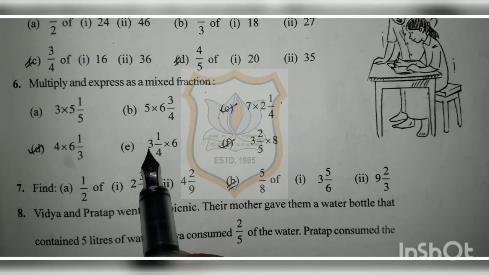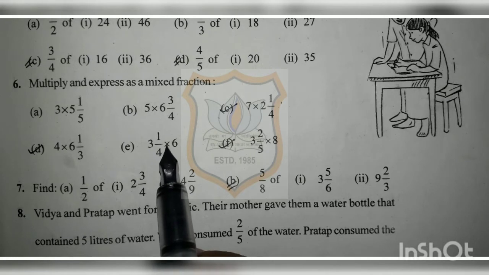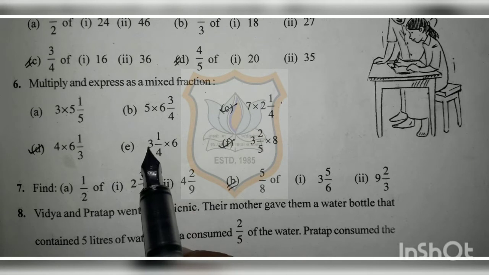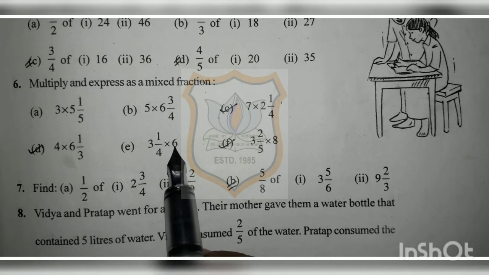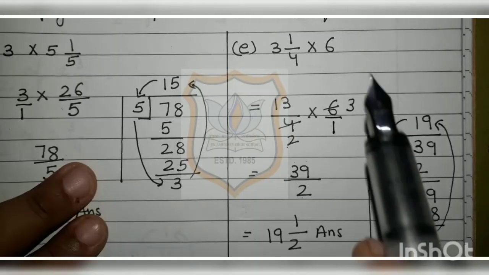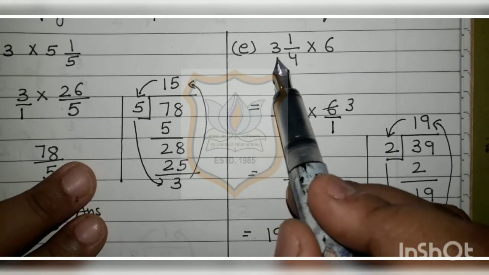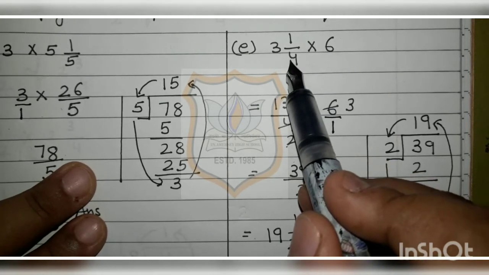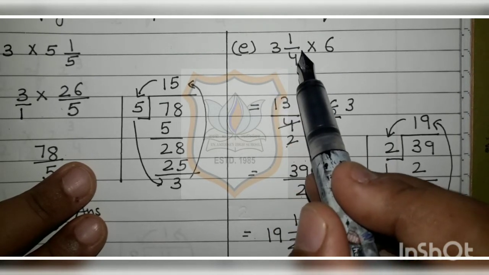That is 3 integer 1 upon 4 multiplied by 6. So first we have to convert this mixed fraction, that is 3 integer 1 by 4 into improper fraction. Then we will multiply 6 to it. E part of question number 6 is 3 integer 1 upon 4 multiplied by 6. First we have to convert this mixed fraction into improper fraction.